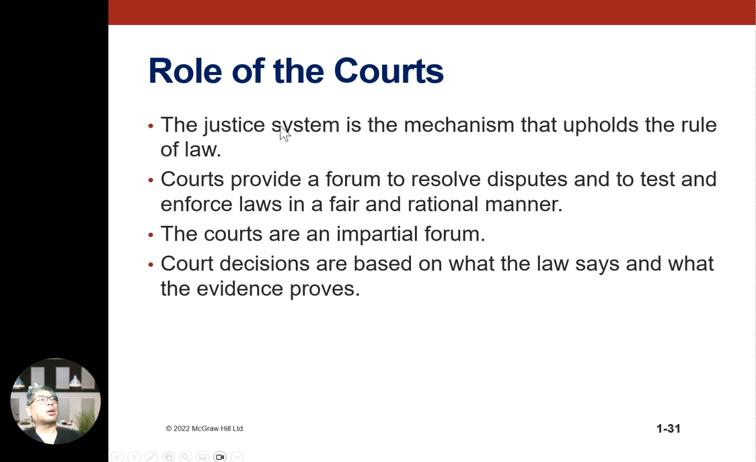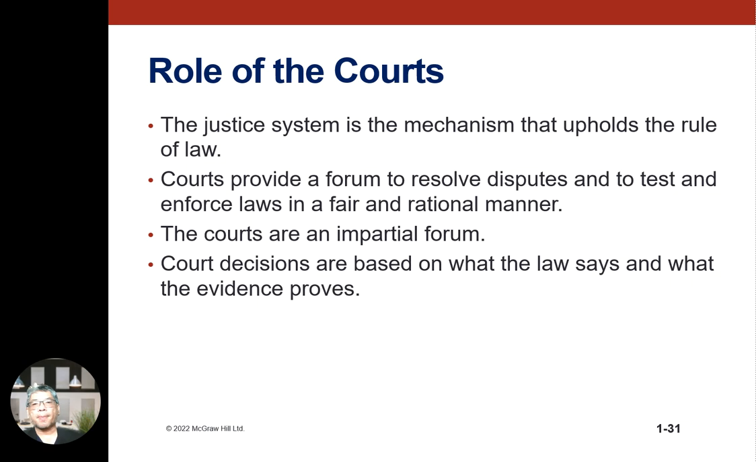The role of the courts: it is a justice system, which is the mechanism that upholds the rule of the law. The court provides a forum to resolve disputes and to test and enforce law in a fair and rational manner. The courts are an impartial forum. Court decisions are based on what the law says and what the evidence proves.